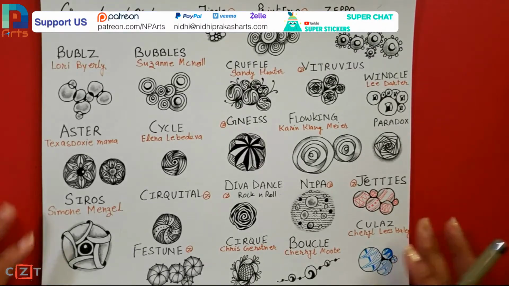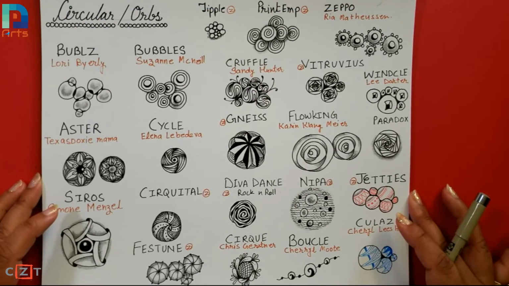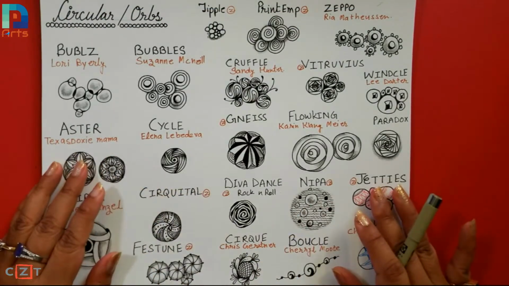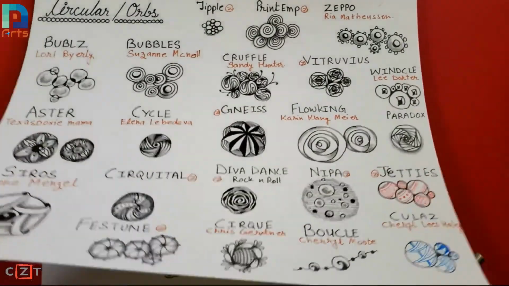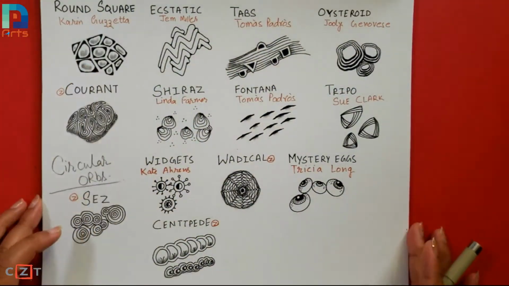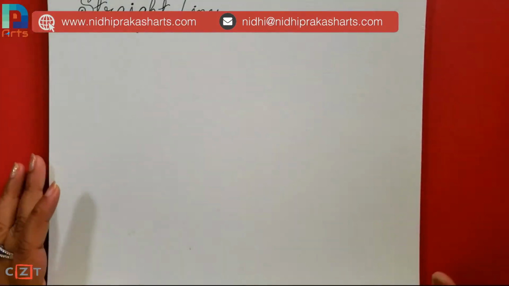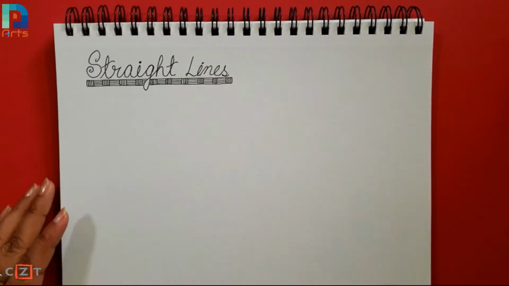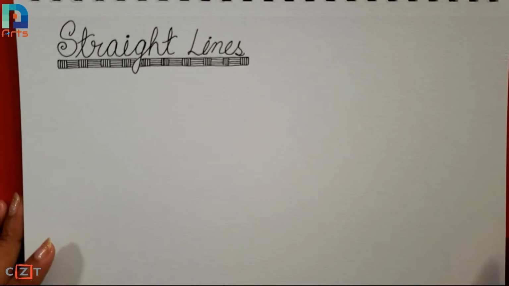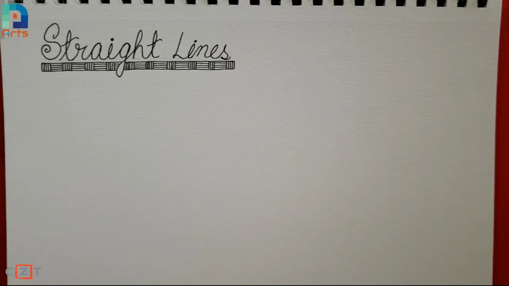This is a beautiful whole collection of all the circular tangles, isn't it? So this is based on the shape of the tangle, as I can say. Today also we are doing the circular tangles and the fillers. And today also we are drawing tangles based on the shape, like the straight lines. So is everybody ready here? Shall I start?